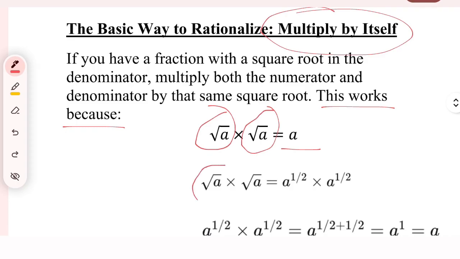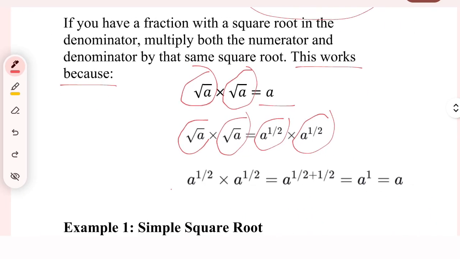So we have a square root of a, that's a to the power 1/2. You multiply it by square root of a, that means you also multiply it by a to the 1/2. Now what is a to the 1/2 times a to the 1/2? It is a to the 1/2 plus 1/2, which is a to the 1, or simply a. So that is why when you multiply the denominator by itself, the answer would just be that number without the square root. That is actually because of this.